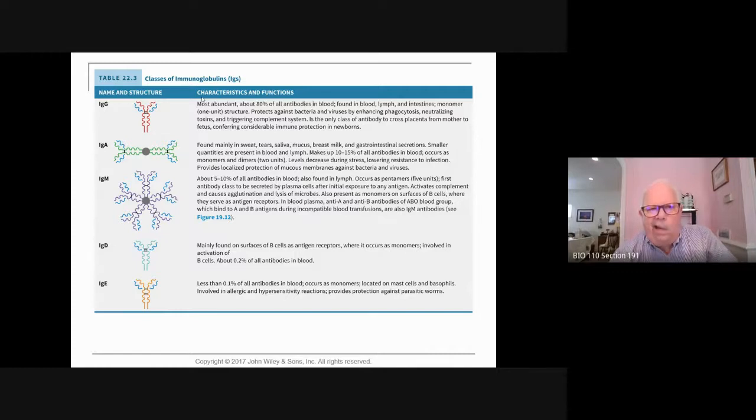The most abundant immunoglobulin in your body is IgG. It's 80% of all your antibodies. It is the only class of antibody that will cross the placenta. This is what gives the fetus immunity.